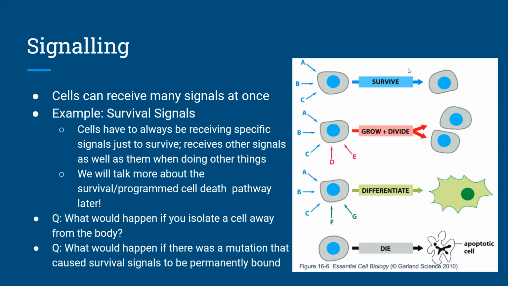That's perfect, Maya. So if you take it away from the body, it won't be receiving the survival signals anymore, and it will just die, because that's what would happen. So on the flip side, what would happen if there was a mutation that caused survival signals to be permanently bound to the cell? So the signal just stays in the receptor forever.